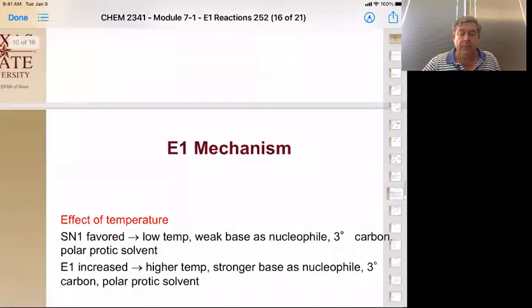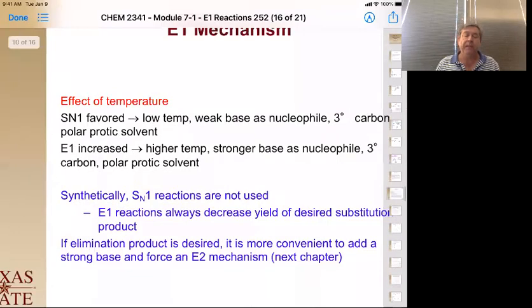Okay, so what does that mean? Well, that means that if we have it at lower temperature with a weak base, so it's less likely to pull that proton off real quickly, and a tertiary carbon in a polar solvent, SN1 is favored. Okay, so again, SN1 is going to be dominant in all of these. However, we can increase the amount of the elimination product with a higher temperature, a stronger base. Again, we're still using a tertiary carbon, so we can get that carbocation, and a polar protic solvent.